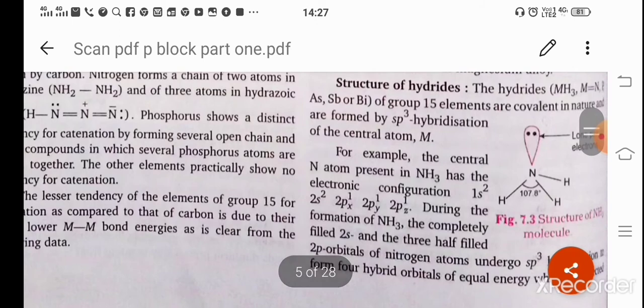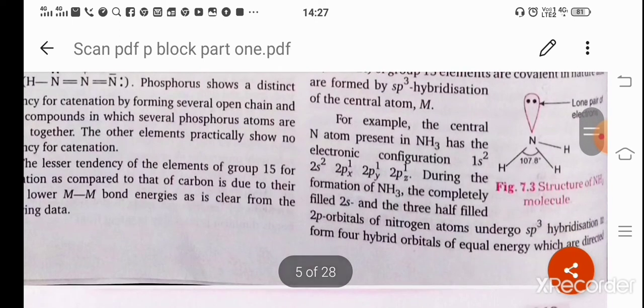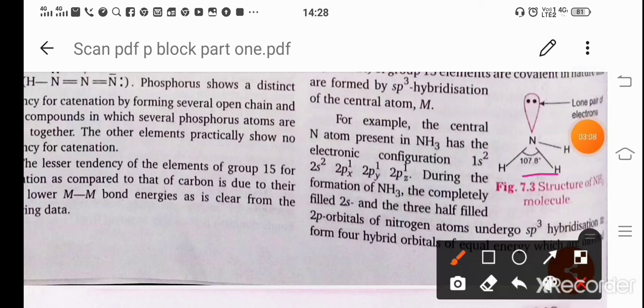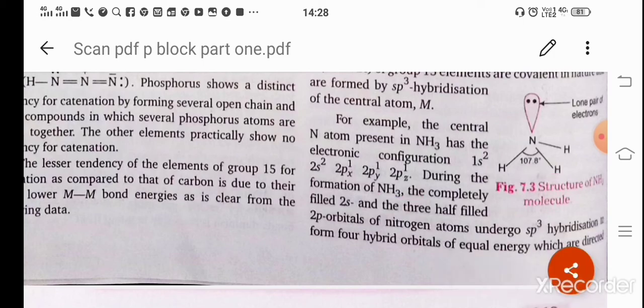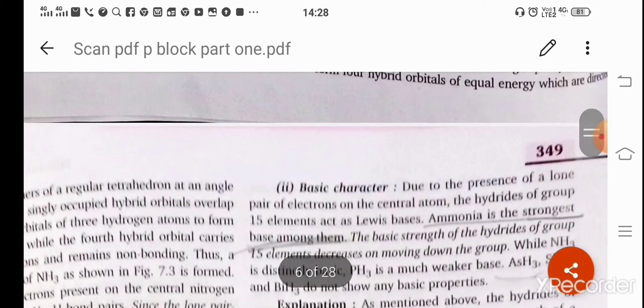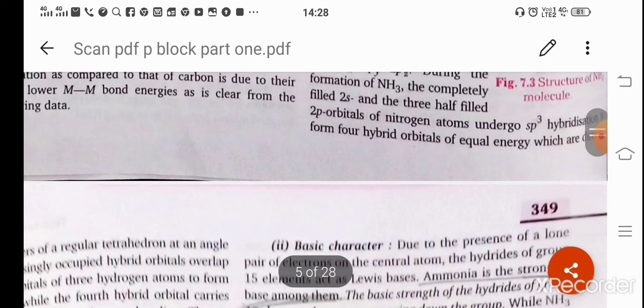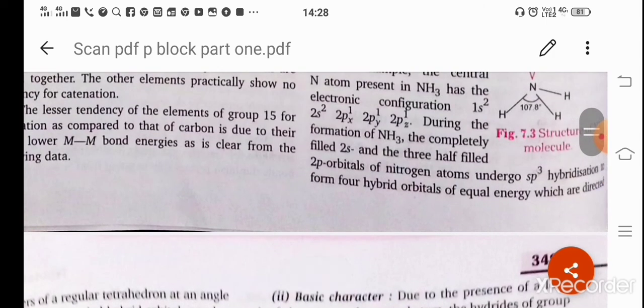The structure of hydrides is very simple, as we can see, a pyramidal structure with a lone pair. The bond angle down the group decreases. Why does the bond angle decrease down the group? Because of the increase in atomic size. Ammonia has the maximum bond angle in the pyramidal structure, with one lone pair and a bond angle of 107.8°, nearly the tetrahedral bond angle, which is highly stable with sp3 hybridization. The bond angle down the group decreases due to increase in size.